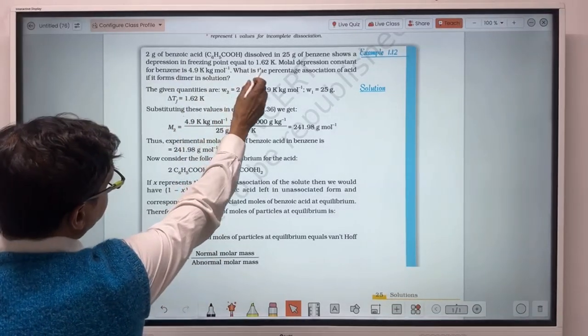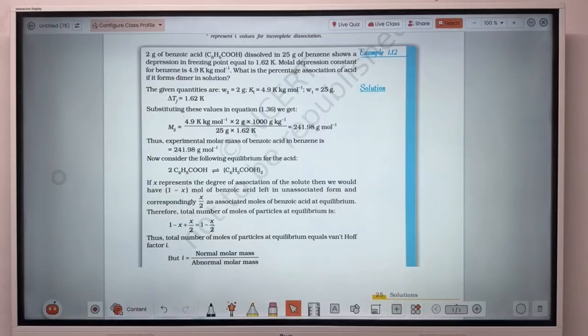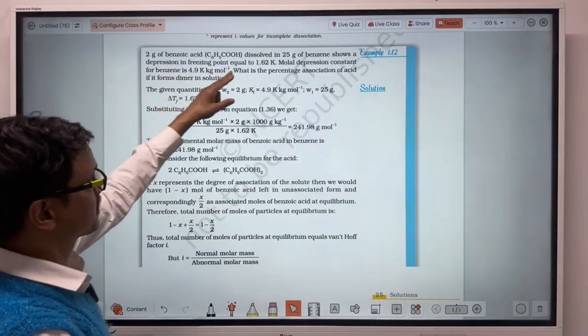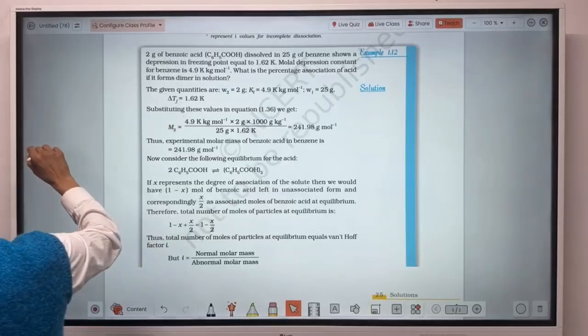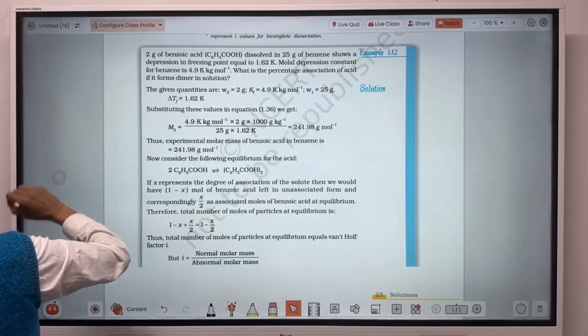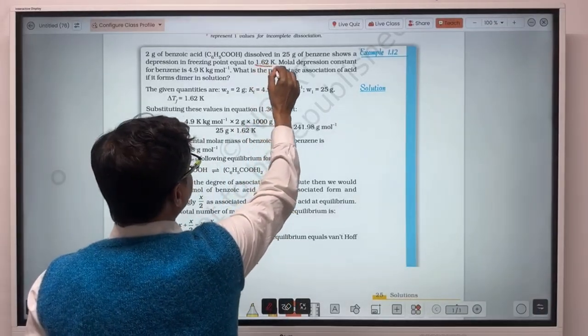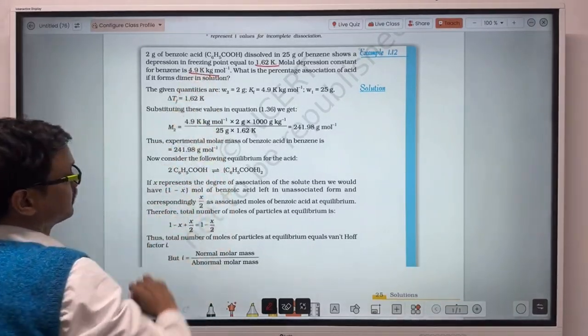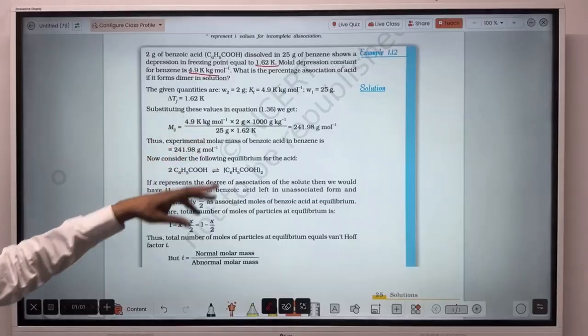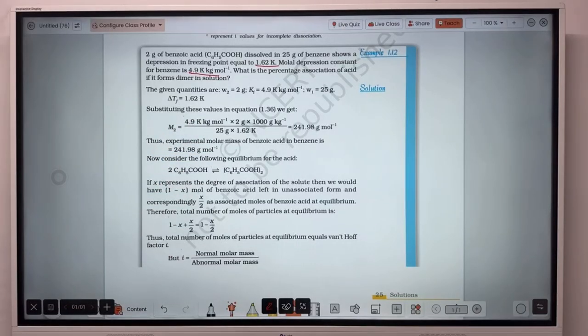2 gram of benzoic acid is dissolved in 25 gram of benzene. What depression in freezing point has been observed? That has been given as 1.62. This 1.62 is the depression in freezing point which has been observed. The molar depression constant has been given here, and it is asking the percentage association of the acid if it forms a dimer.